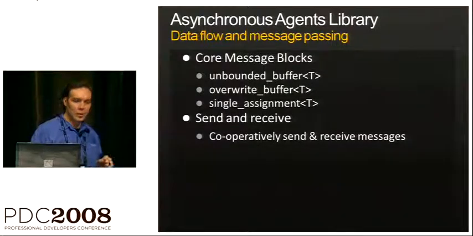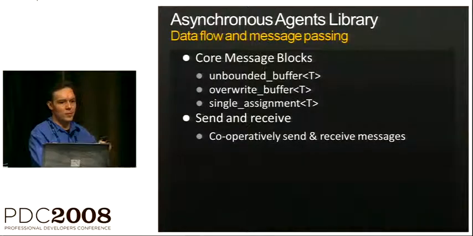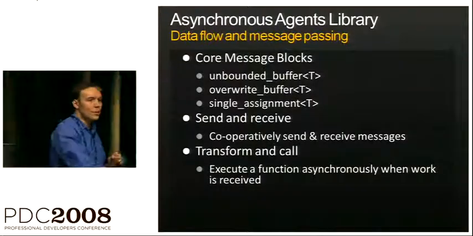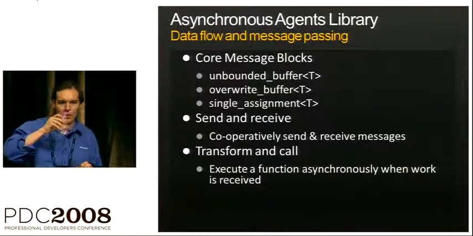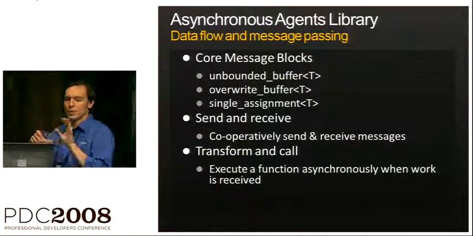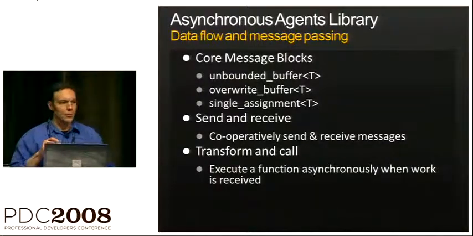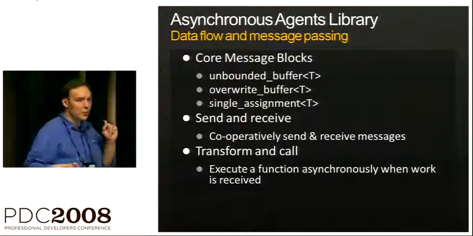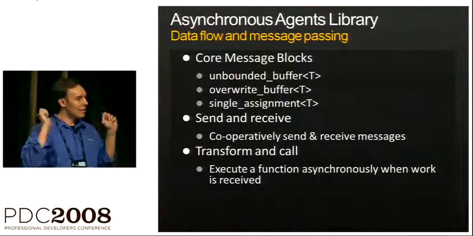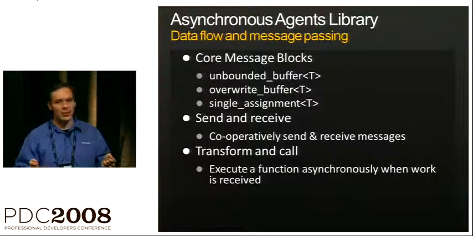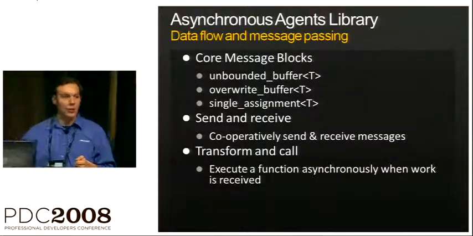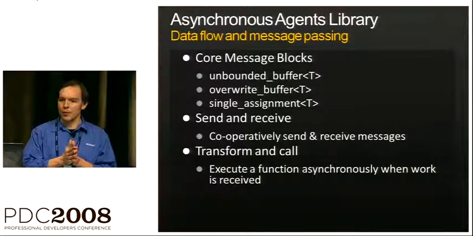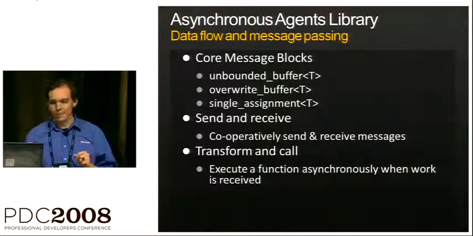Send and receive, which are template methods, so you can cooperatively send and receive the messages. And transform and call. These are the more interesting ones, and these are actually the majority of the work; the imaging demo is actually built on these. Transform: when I get a message, apply a function to it asynchronously, of course, and return another message. And call: just when I get a message, do something.